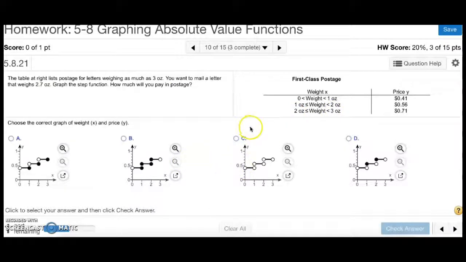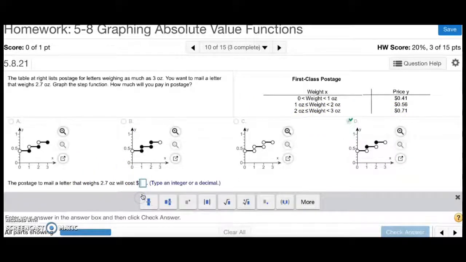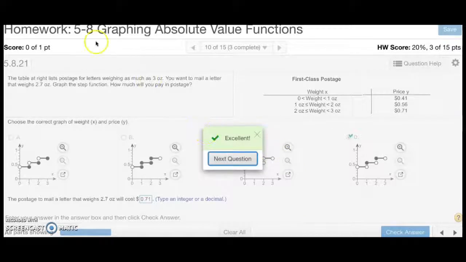Choosing the correct graph. Notice how for between 0 and 1, there is no line under any of the inequalities. That means there's an open circle for both, for 0 to 1. That means only C or D it could be. 0 to 1 has an open circle there. Looking at from 1 to 2, it can be 1, but not 2. So, closed circle for 1, open to 2. So, for the next one, it's going to be closed to 1, open to 2. So that means it's going to be D for the graph. And like I was saying before, it's going to be between 2 and 3 for our letter at 2.7. So the price is 0.71. And that's the answer for number 10.